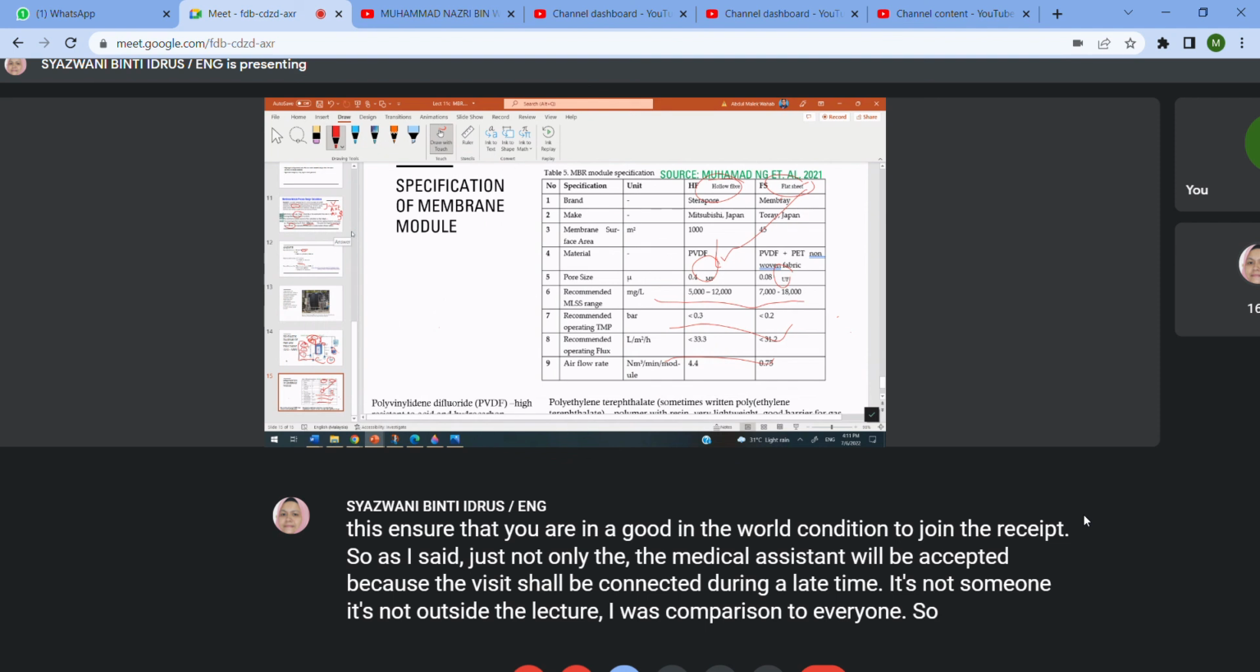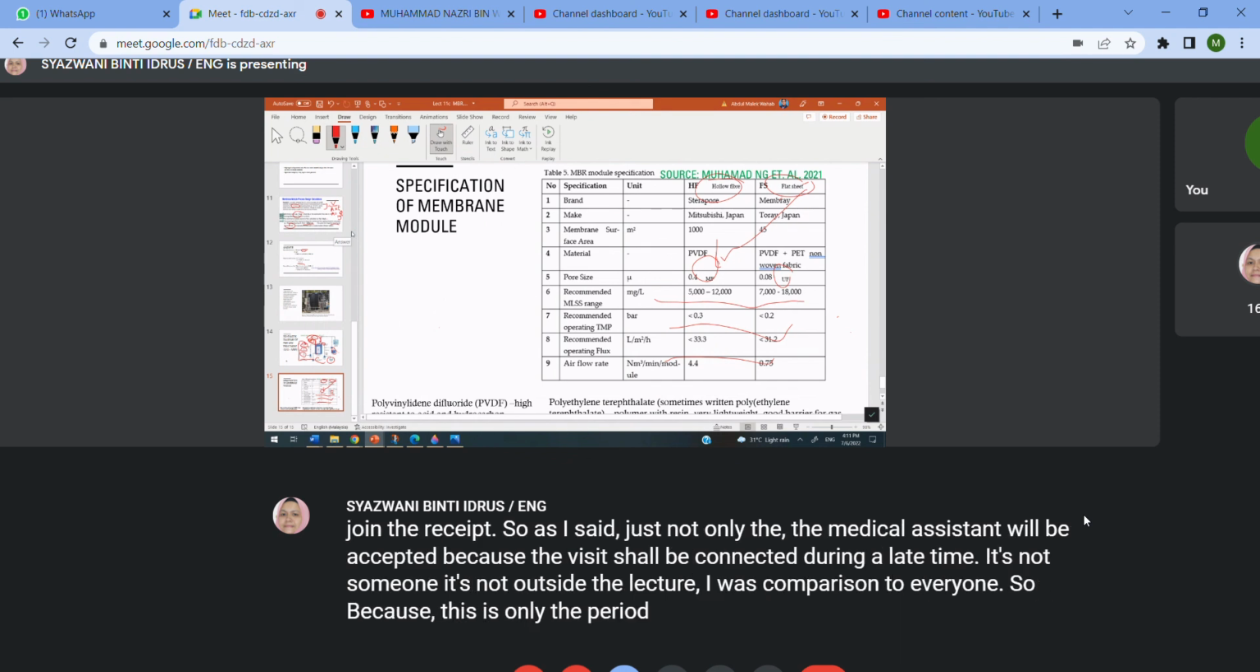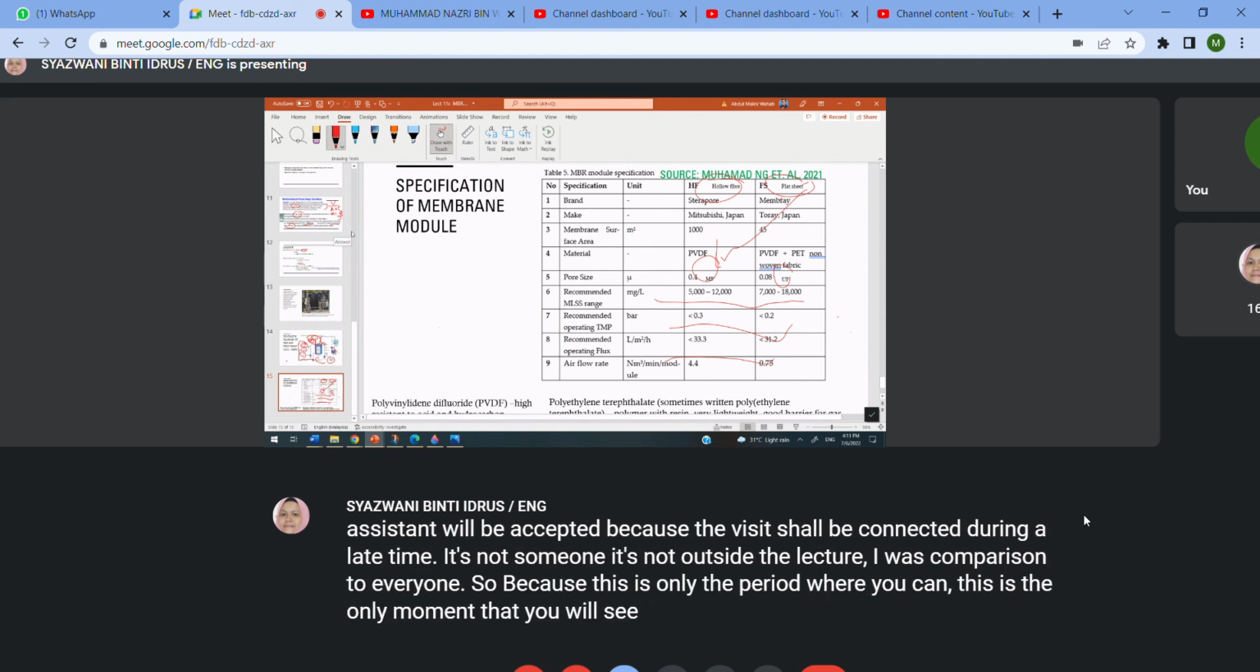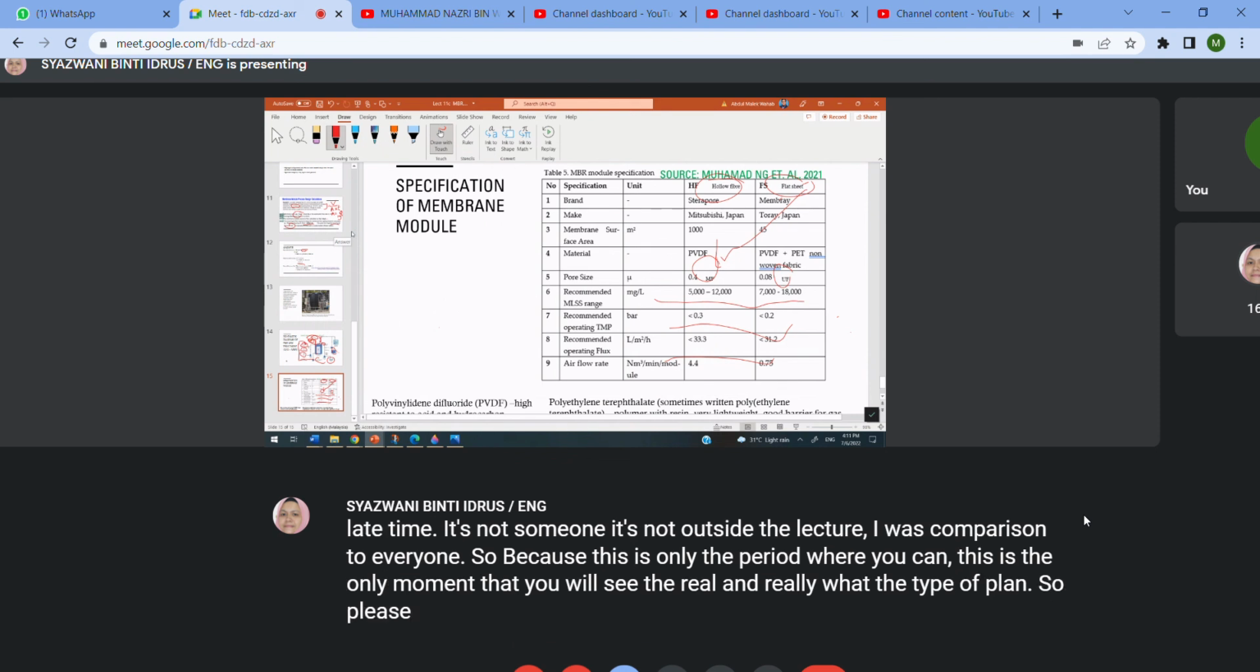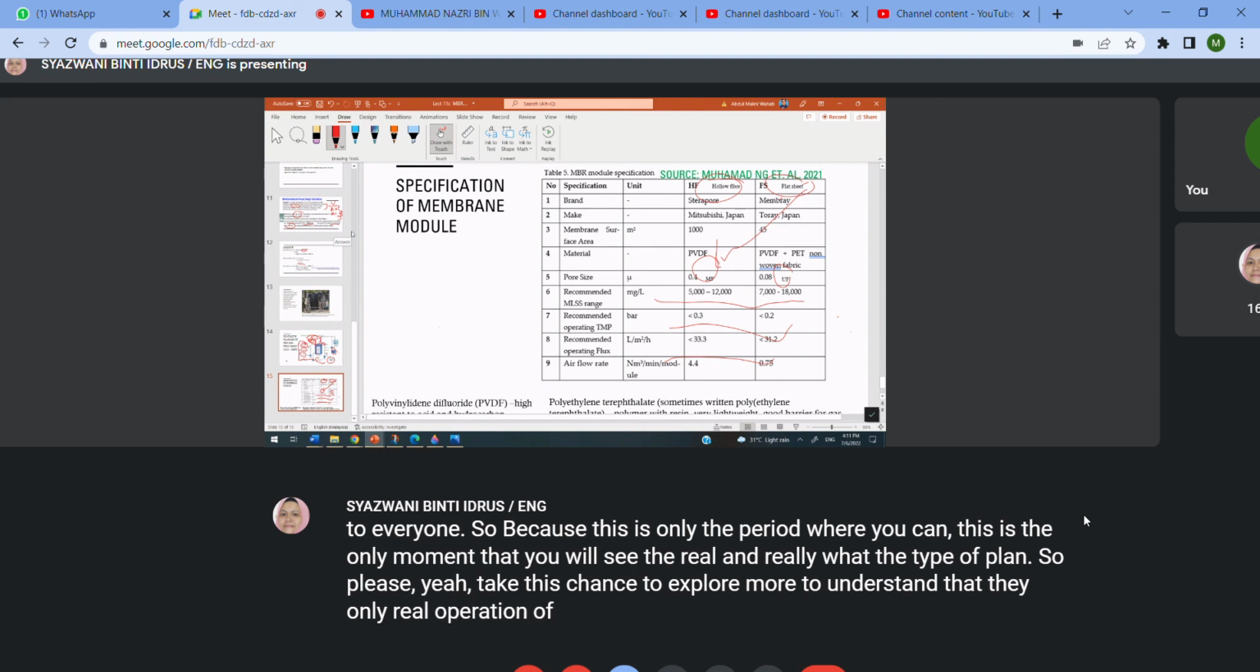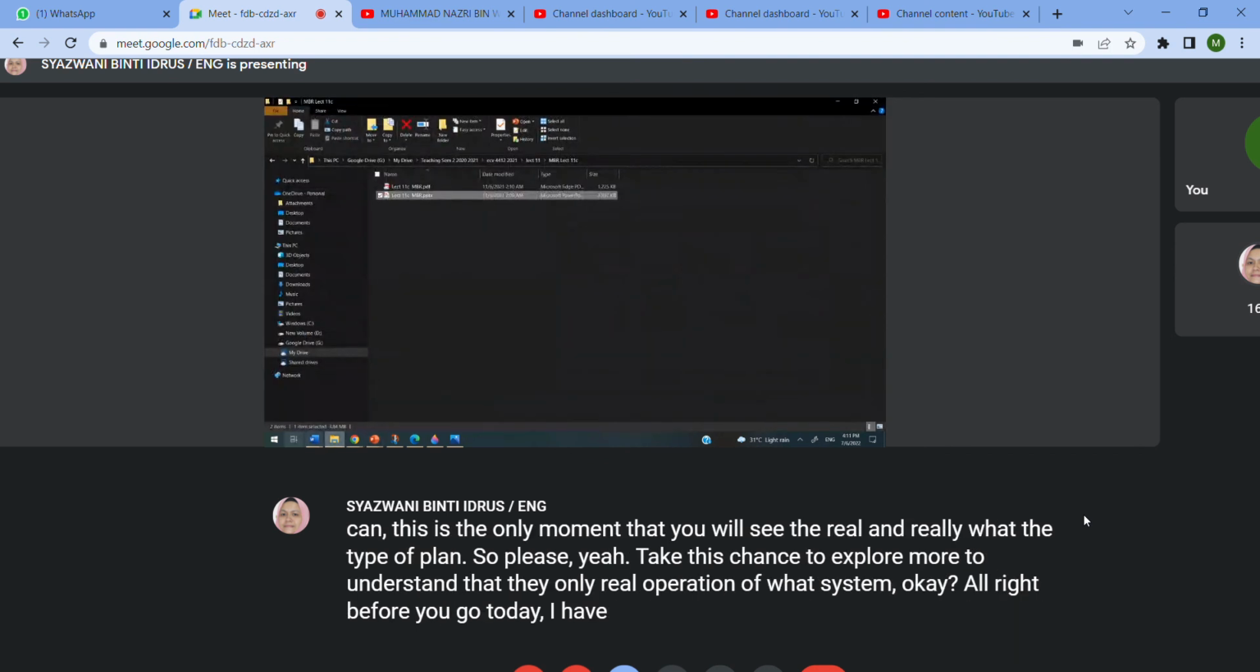Because this is the only period where you can see the real water treatment plant, please take this chance to explore more and understand better the real operation of a water treatment plant system. Okay. All right, before you go today, I have one assignment.